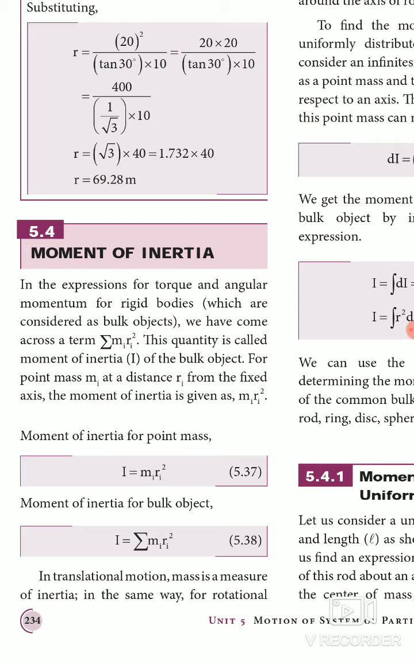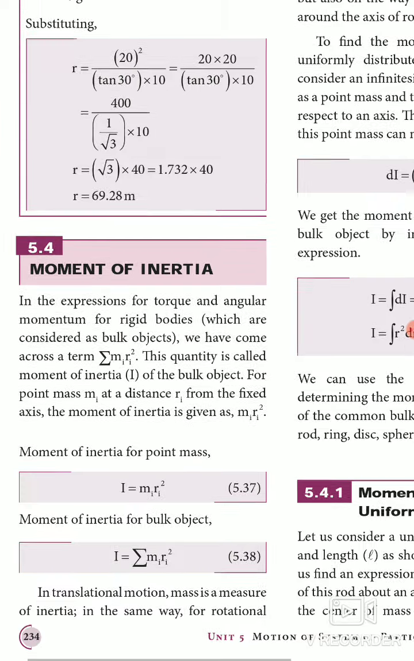This I is called the moment of inertia of the bulk object. For a point mass m_i at a distance r_i from the fixed axis, the moment of inertia is m_i r_i squared. So I is equal to m_i r_i squared. For a bulk object, I is equal to summation m_i r_i squared.